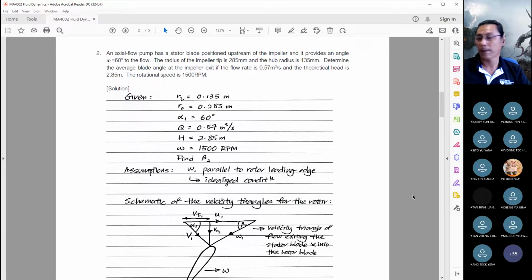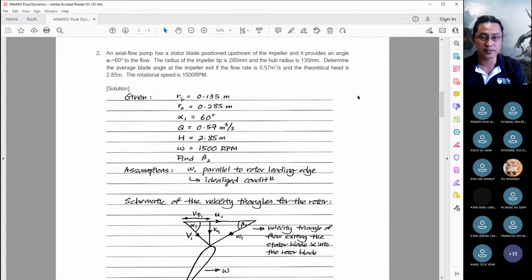Question 2, we're no longer dealing with a centrifugal pump. We're talking about an axial flow pump. So surely some things will be different. Surely the assumptions, the formulas and the way that the flow moves through an axial flow pump is going to be different from one flowing through a radial flow device, the radial centrifugal pump.